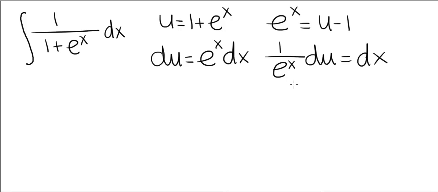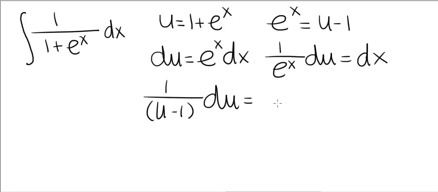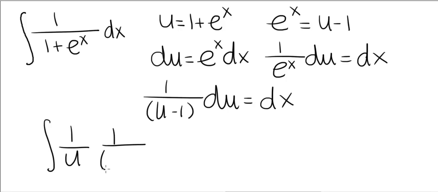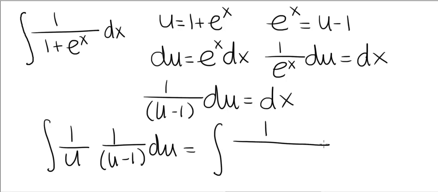Since e to the x is u minus 1, 1 divided by u minus 1 du is equal to dx. And now let's rewrite this integral in variable u. 1 divided by 1 plus e to the x, that's 1 over u, and dx is 1 divided by u minus 1 du. We're left to evaluate the integral of 1 divided by u times u minus 1 du.